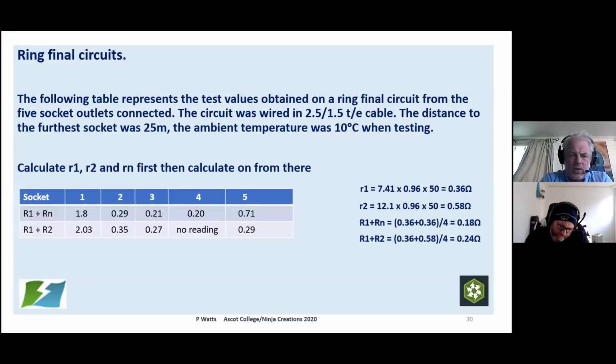So if you look along those sockets, well, socket 3 looks about right, allowing for a little extra because we've got 5 sockets here all connected together in a ring. So we've got a number of terminations there which might have had a little bit of resistance. Okay, so socket 3 looks about right. So what do we think about socket 4?